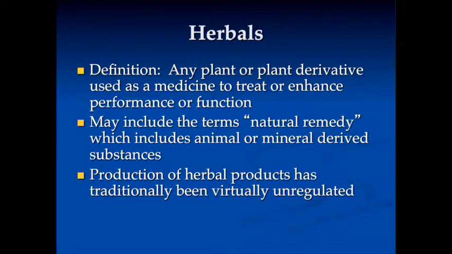What is an herbal? By definition, if you actually look at the definition of herbal, it is any plant or plant derivative that is used as a medicine to treat or enhance performance or function. And we'll come back to treat in a few minutes, but basically, that's what these drugs are designed to do. Sometimes you'll see the term natural remedy. That also could include animal or mineral derived substances. They're not necessarily plant only.